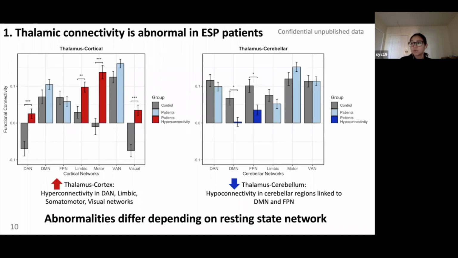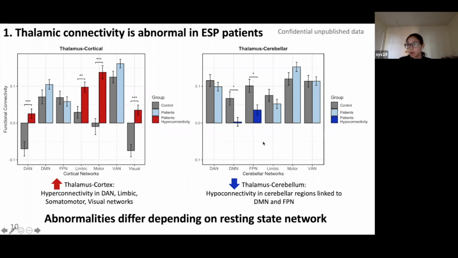So for the first objective, thalamic connectivity with functional networks were indeed abnormal in patients in the early stage of psychosis, even after controlling for scan age and invalid scans, and even after multiple comparison corrections using the false discovery rate. So similar to literature, on the left, we observe hyperconnectivity with the motor and sensory networks. And on top of that, we also observe hyperconnectivity with the dorsal attention network and the limbic networks.